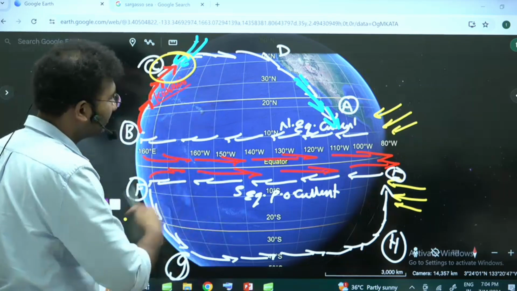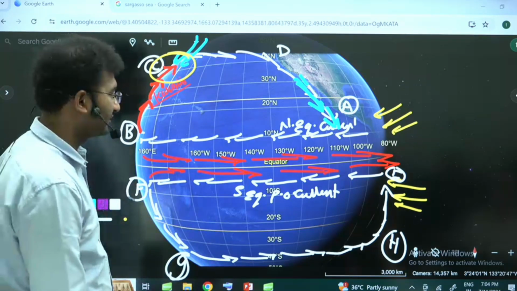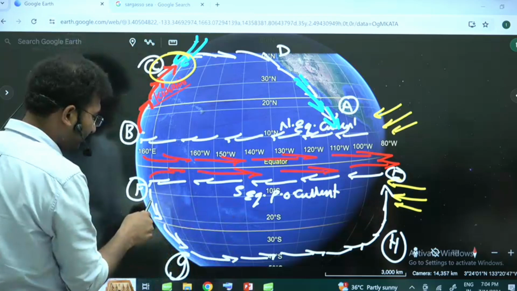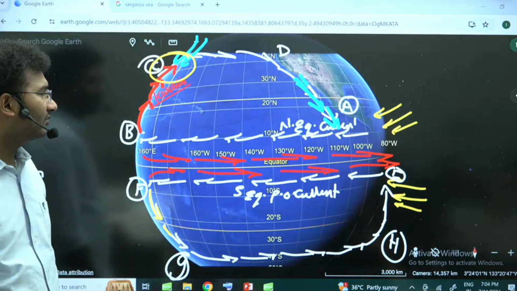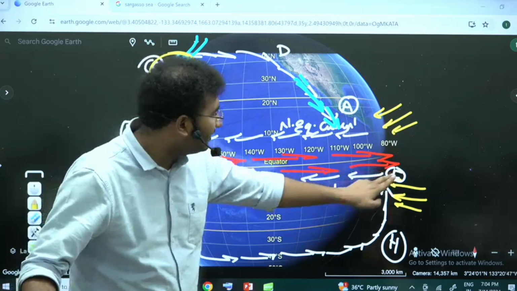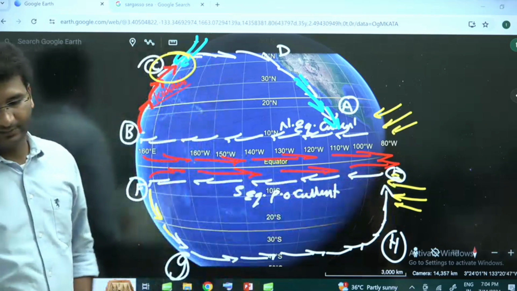Similarly, come to this South Pacific Ocean. What is the name of this current? So at F, what do you have? Cold water. Chalo, let's start from here. At point E, cold or warm water current?